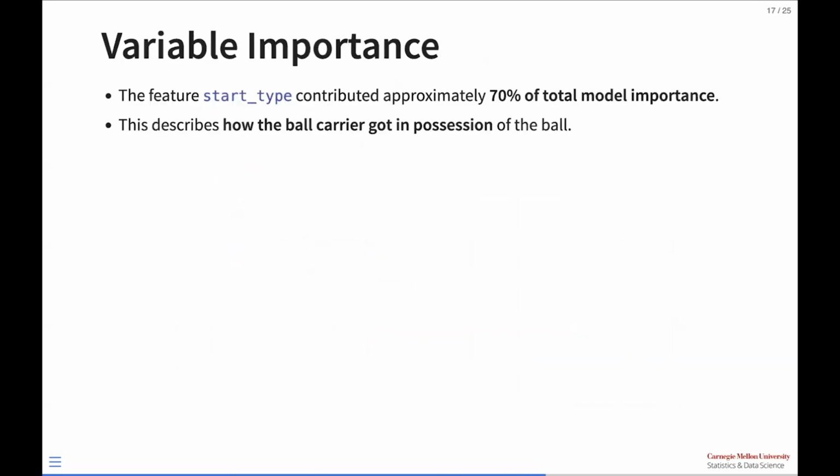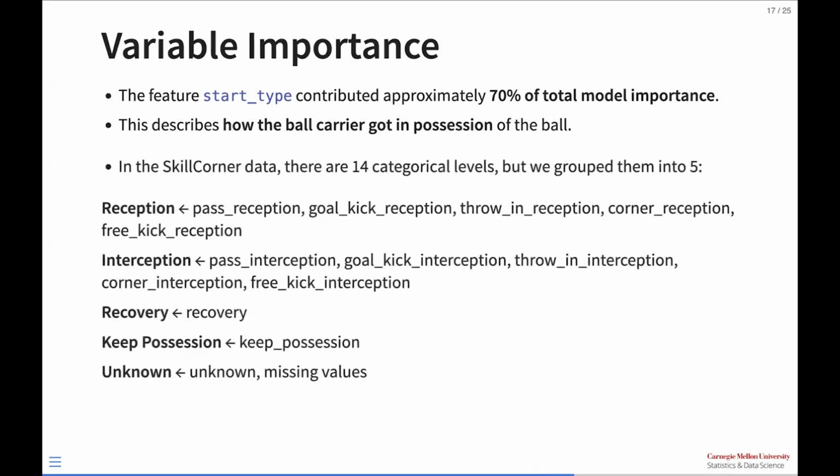And the next thing is to look at the variable importance. We found a very interesting thing: the variable start type contributed about 70% of the total model importance. This variable basically gives an idea of how the ball carrier got possession of the ball. Now, in SkillCorner, there were 14 categorical levels for this variable, but to simplify it for our model, we grouped them into 5: reception, interception, recovery, keeps possession, and unknown.